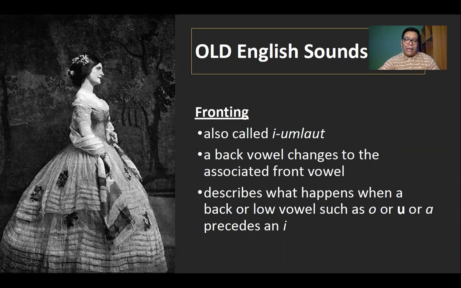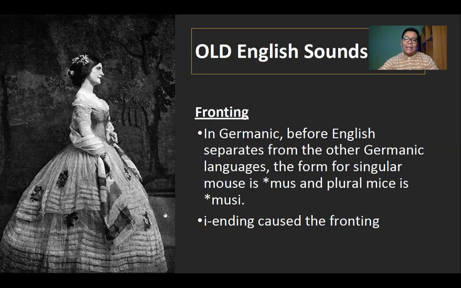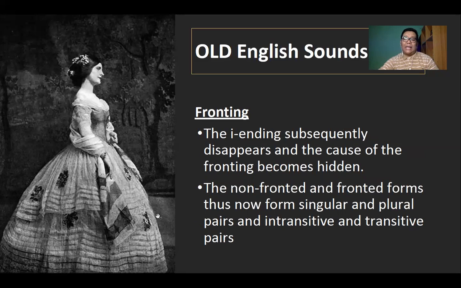Now, aside from breaking, we also had fronting, which is also called i-umlaut. A back vowel changes to the associated front vowel. This describes what happens when a back or low vowel, such as these vowels, precedes an I sound. Now, in Germanic languages, before English separated from other Germanic languages, the form for singular mouse is this one, and plural mice is this one. Okay? The I ending caused the fronting. Now, the I ending subsequently disappears, and the cause of the fronting becomes hidden.